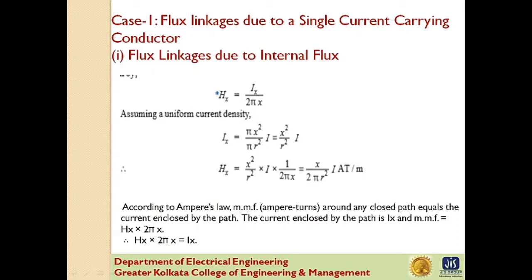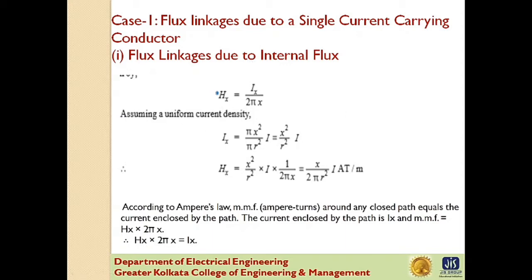The magnetic field intensity at any point x is given by Hx equals Ix by 2 pi x. According to Ampere's law, the ampere turns around any closed path equal the current enclosed by it. So the current enclosed by the path is Ix and the MMF is Hx into 2 pi x. So Ix equals Hx into 2 pi x, and we can write Hx equals Ix by 2 pi x.